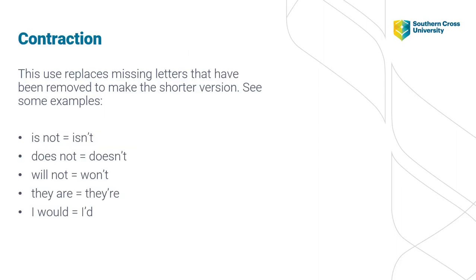Now the first way that we can use an apostrophe is when we are using contraction. So basically this replaces missing letters, the sort of thing that we do when we are speaking. So is not becomes isn't, does not becomes doesn't. And in an academic writing sense, most students probably won't need to use this because contractions are not a convention of academic writing.